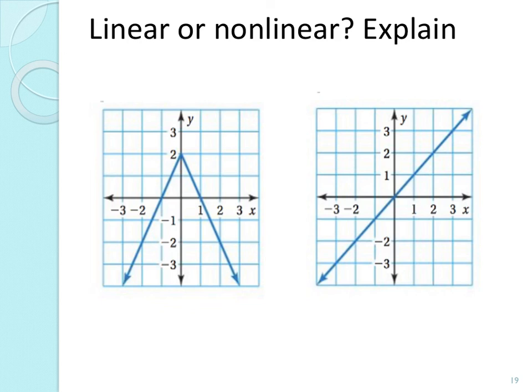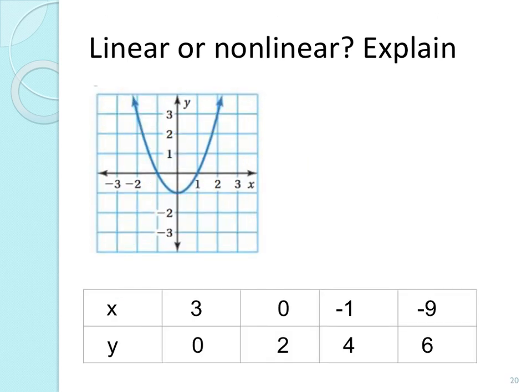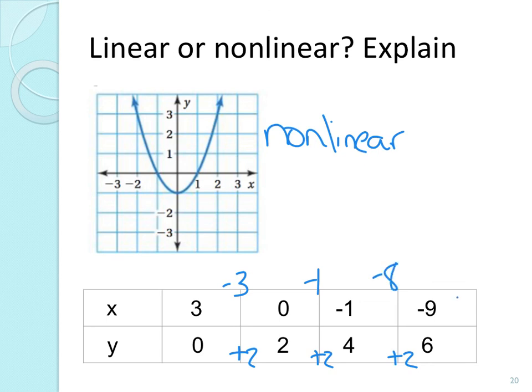Okay, so the constant rate of change changed here, so it is nonlinear. And then this one is linear. On this one, you can see that it changed, so it's nonlinear. And on this one, I would look to see, here I increased by 2 each time, but here it changed and it subtracted 3 to get 0, -1, and then -8. So this one is also nonlinear.